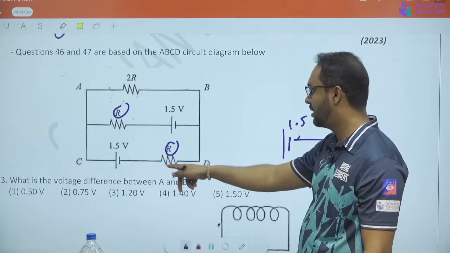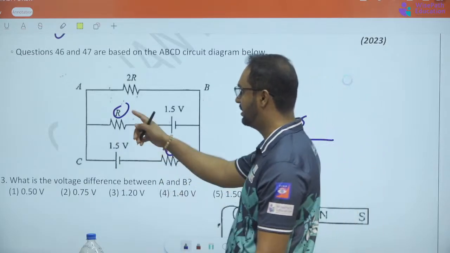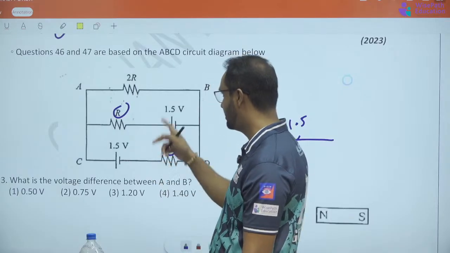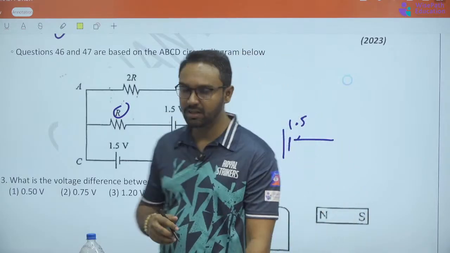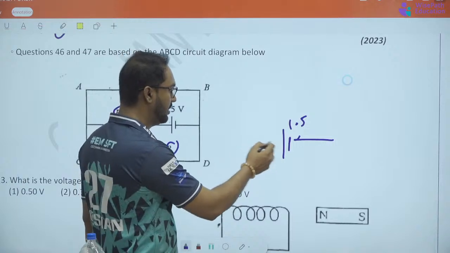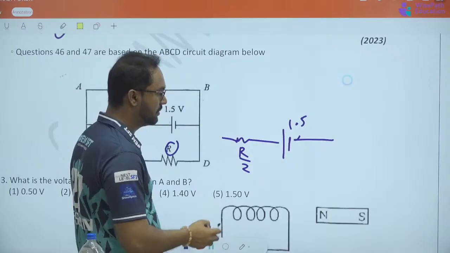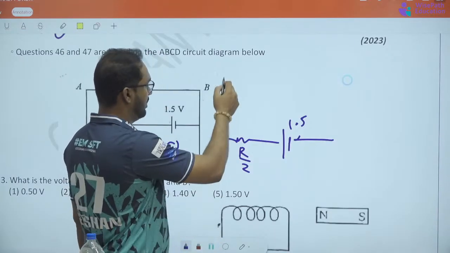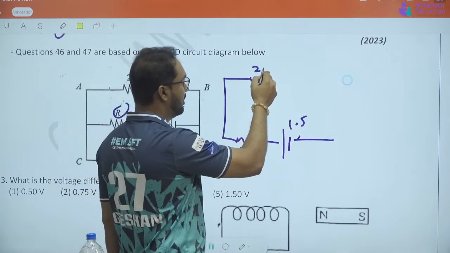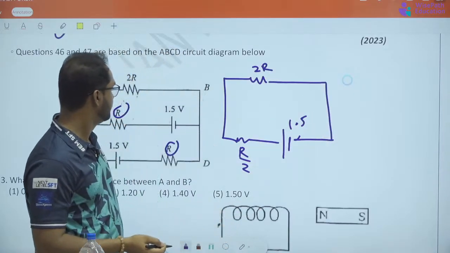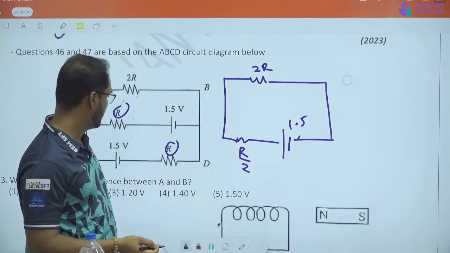That will be R over 2, because the same resistance is combined twice. So one resistance of 1 divided by 2, so it will be R over 2 here, right? And another 2R is there.